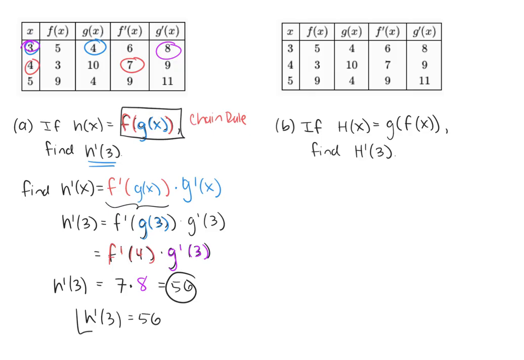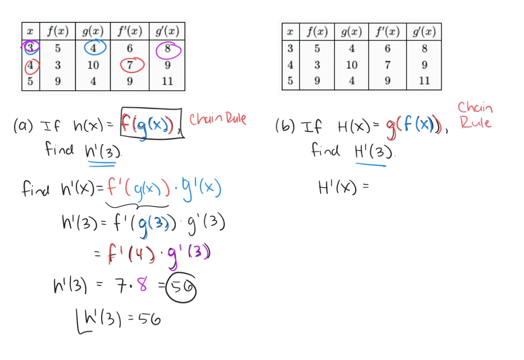Let's take a look at part B, which is very similar, but here, notice that in our composite function, we have g of x as the outside function, and then f of x is the inside function. So before we find h prime of 3, let's first just figure out what h prime of x is. So let's take the derivative of that composite function. So to take the derivative, we have to use the chain rule.